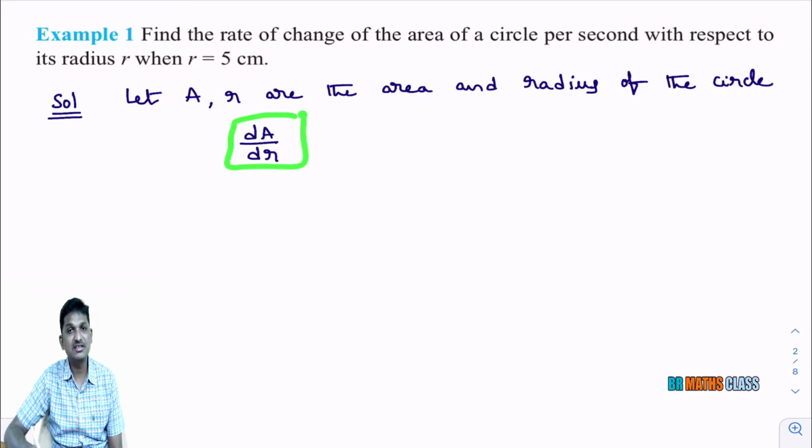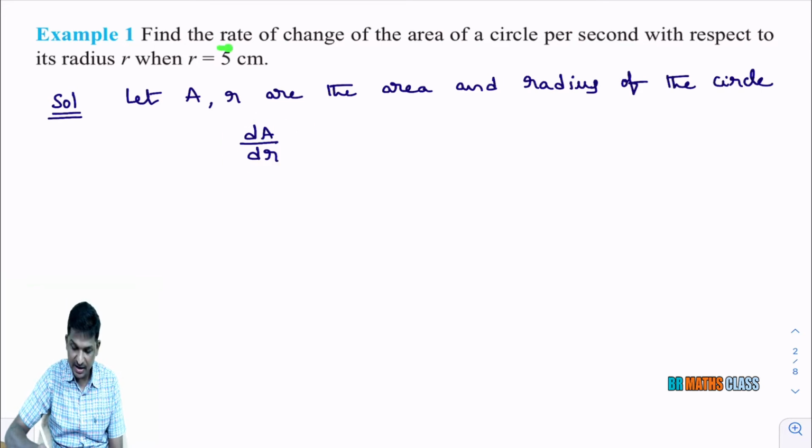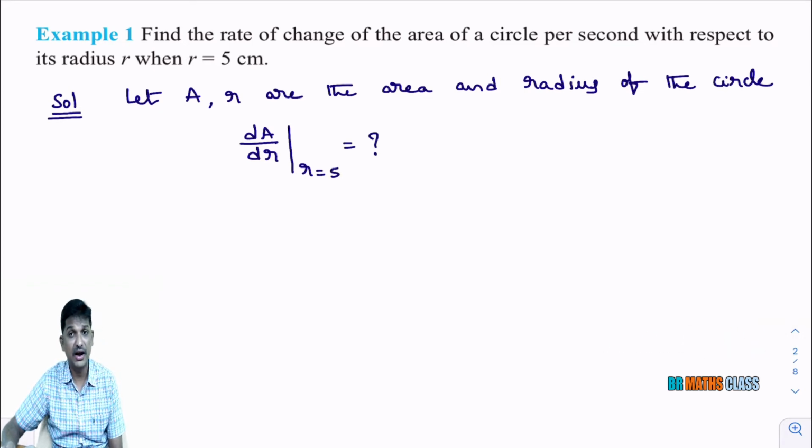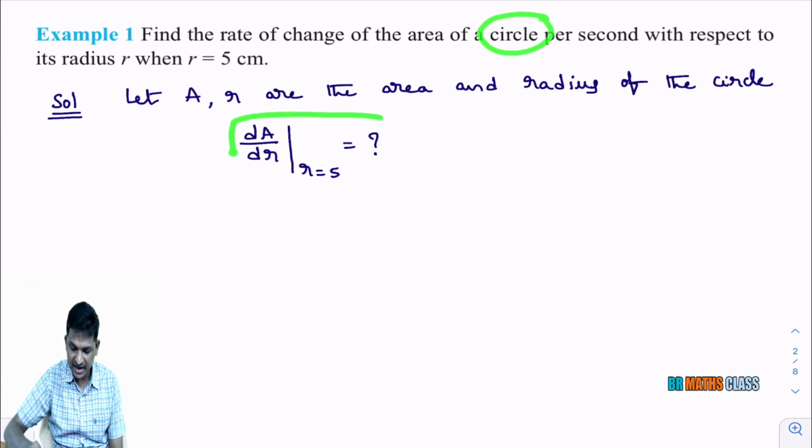Just now we learned dA by dr is the rate of change in A with respect to r. Find the rate of change of area with respect to r when r equals 5 centimeters. That means they are asking to calculate dA by dr when r equals 5. I hope you are all understanding. So after reading the question, I identified that this is a circle problem and I need to calculate dA by dr when r equals 5.